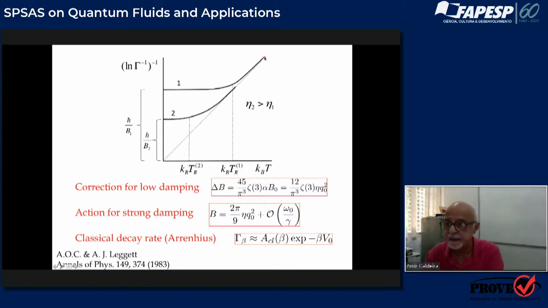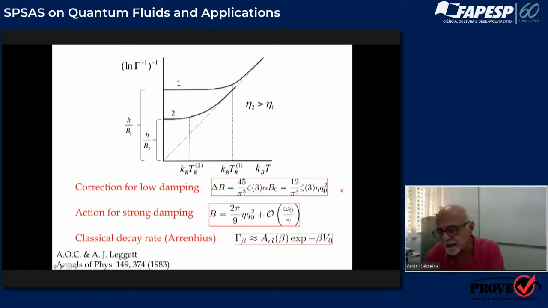It's linear, and I will tell you exactly what this linearity is all about. And then, at a given crossover temperature, it flattens. This crossover temperature will depend on the damping. For extremely damped systems, this crossover temperature is very, very low. For not so damped systems, it's much higher. So that's the correction for low damping systems.